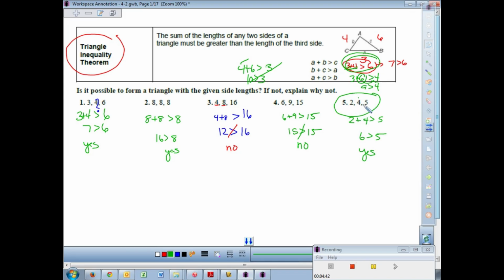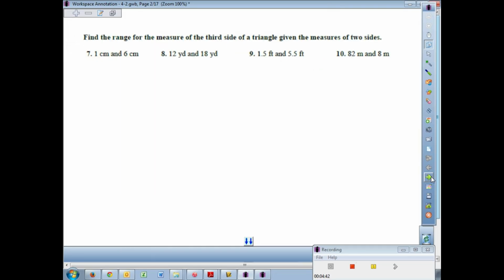Would this be a right triangle? Is 2 squared plus 4 squared equal to 5 squared? What's 2 squared? What's 4 squared? And what's 5 squared? Does 4 plus 16 equal 25? So that's not a right triangle, but is it a triangle? Yes, it's just not a right triangle. Pythagorean theorem didn't work. Next!